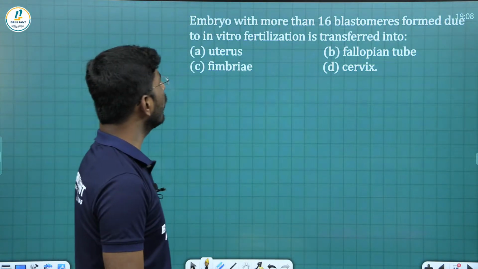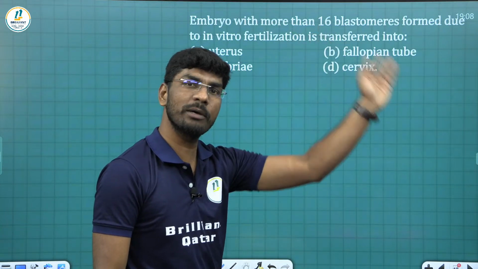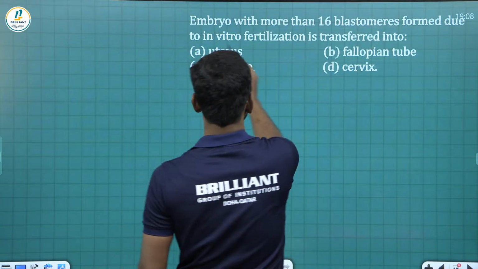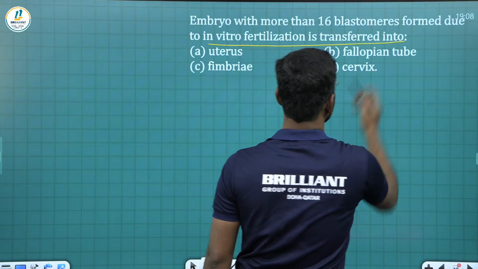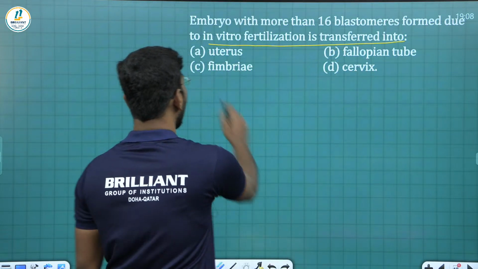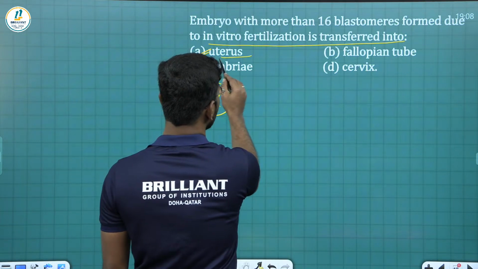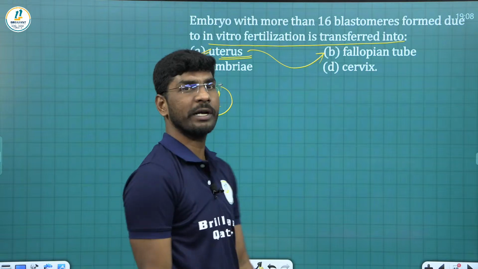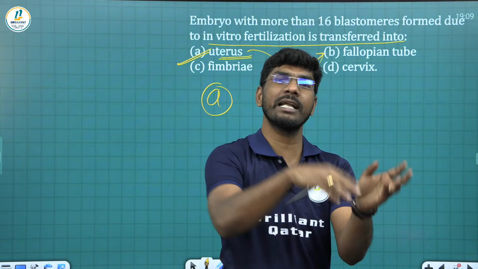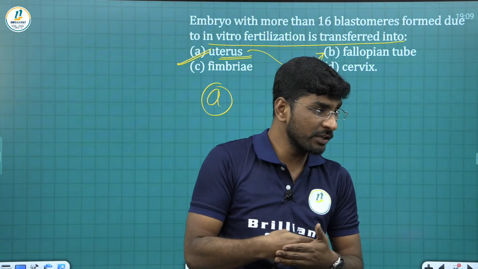What about this question? An embryo with more than 16 blastomeres, how simple. More than 8 blastomeres, or directly more than 16 blastomeres, formed by in vitro fertilization, is transferred into the fallopian tube? No. Is it the fallopian tube? No, right? Into where, tell me? Uterus. Can any one of you tell me, if fertilization is in the fallopian tube but implantation is not in the uterus, implantation is other than the uterus, what type of pregnancy is that called?